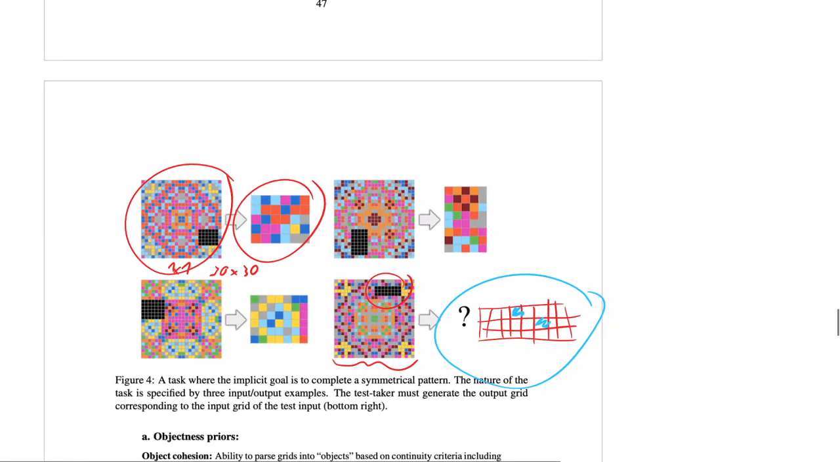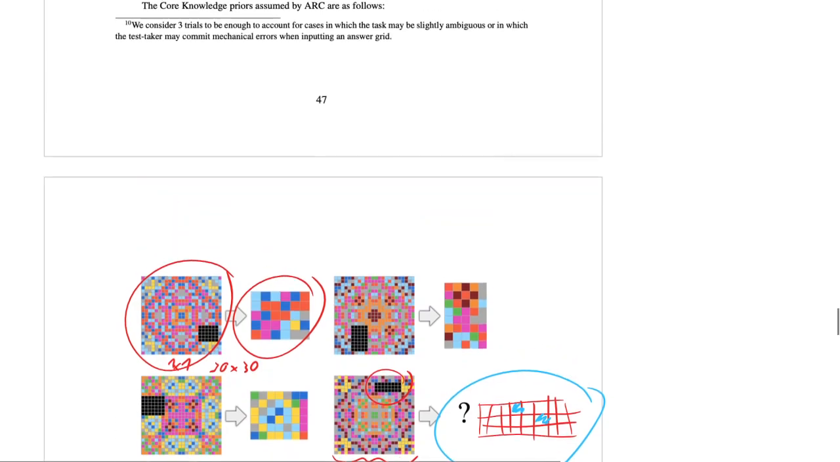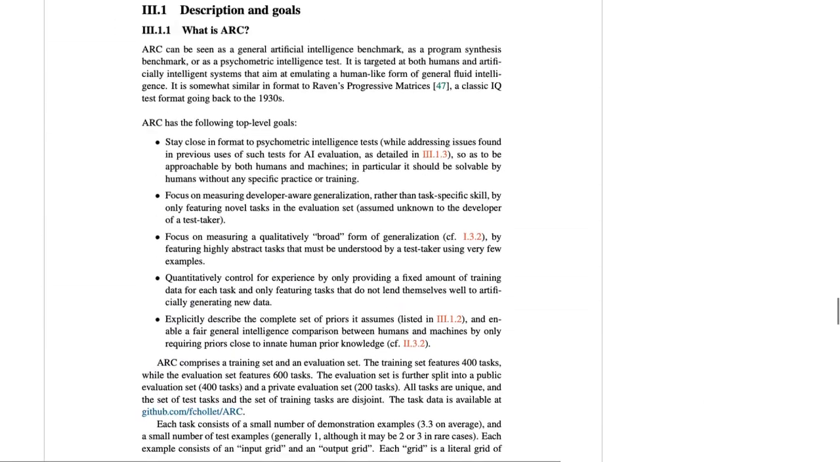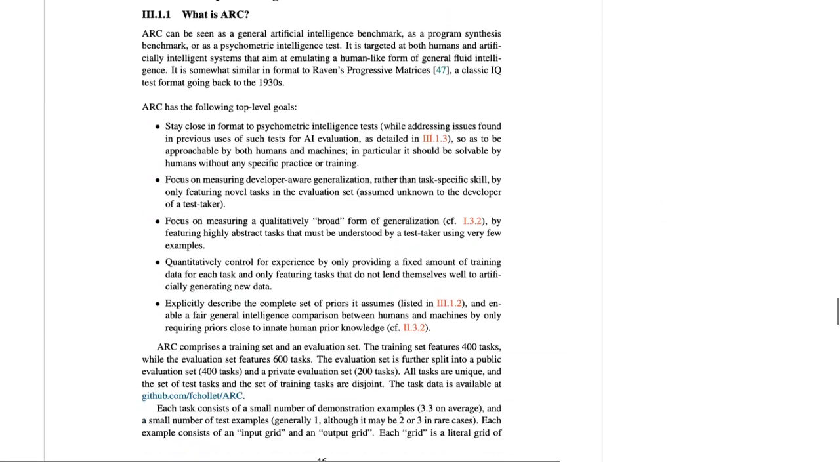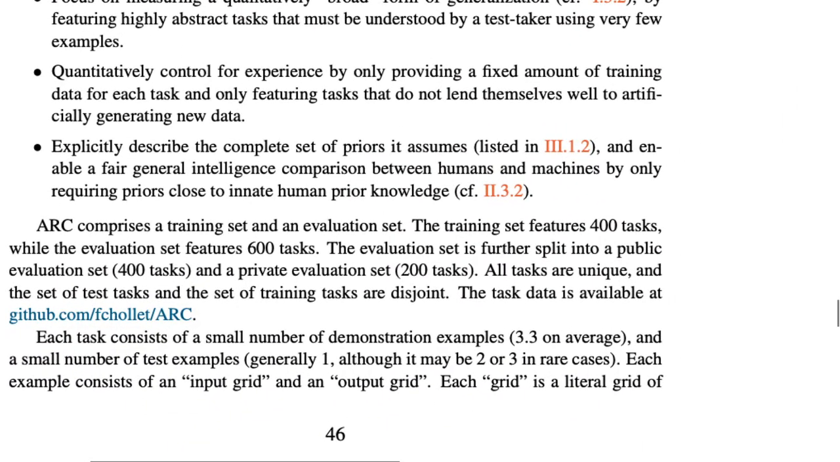Okay. So in the training split, there are, I believe, 400 of these tasks, and then there are 400 more as the test split, but these are still public. And then there are 200 that are secret, that are, I guess, part of this Kaggle challenge.